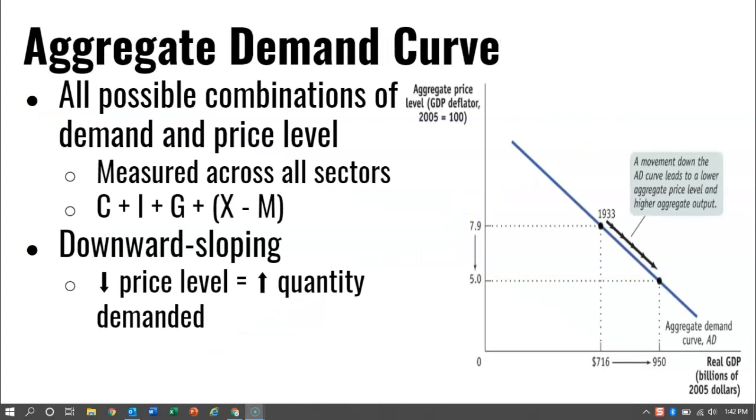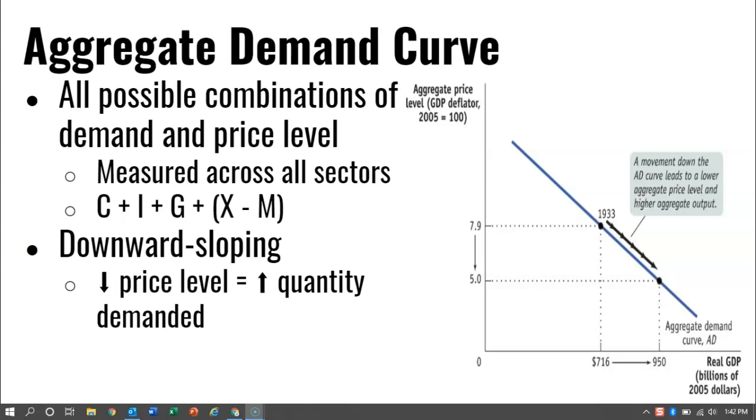Now, aggregate demand is a downward sloping curve, just like demand in microeconomics is downward sloping. What it's measuring is all of the possible combinations of aggregate demand and price level. It's looking at all of the conceivable combinations of price level and total amount of goods and services demanded in the economy. So if the price level were to drop, then we would see a change in the total amount of real GDP. And the relationship is inverse. So when the price drops, we see an increase in the quantity demanded of goods and services, which is what's driving this downward sloping curve.